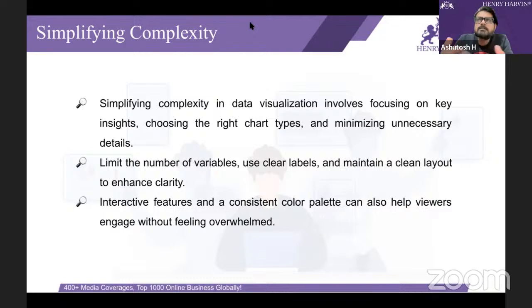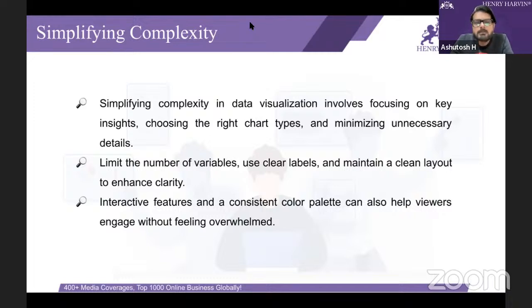Now, it will be giving us a lot of information, but the client will be having a specific set of questions. We might want to just showcase a specific set of insights. So we cannot make our Power BI report or Tableau dashboard too complex, right? So it should be simple and to the point. So for that, obviously, what is suggested is we have to choose the right chart types and we have to minimize the unnecessary details. Then we also have to limit the number of variables, use clear labels, maintain a clean layout.